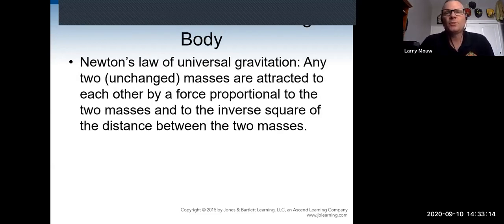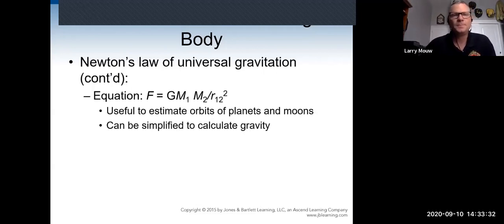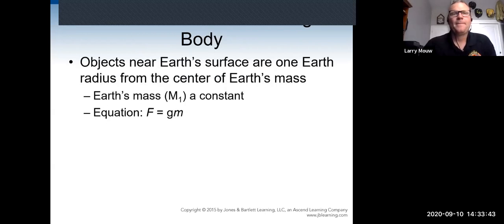So Newton's law of universal gravitation: any two uncharged masses are attracted to each other by a force proportional to the product of the two masses and to the inverse square of the distance between them. So basically, how far apart these are and how much mass each has determines how much they're going to be attracted to one another. Here's the equation for that. Again, if you can read that, you're better than I am. Objects near Earth's surface are 1 Earth radius from the center of the Earth. So as we increase in elevation, we're farther away from the center of the Earth.